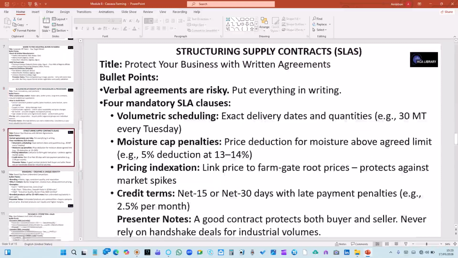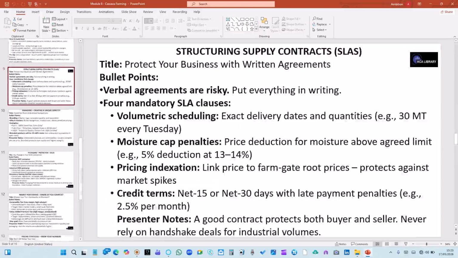Having known that, let us look at structuring supply contract SLAs, which entails protecting your business with a written agreement. Some of these agreements include verbal and written agreements. Verbal agreements are risky. Put everything in writing.